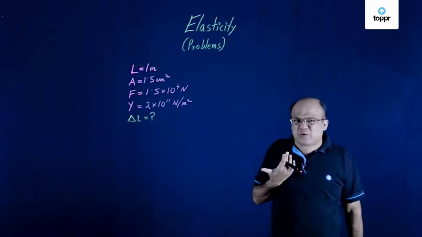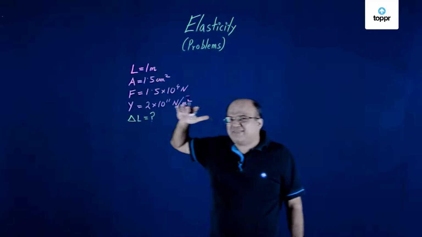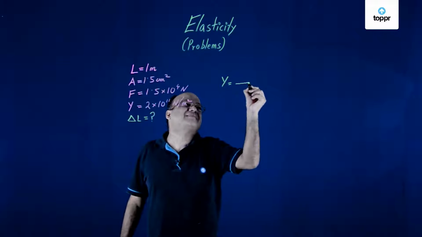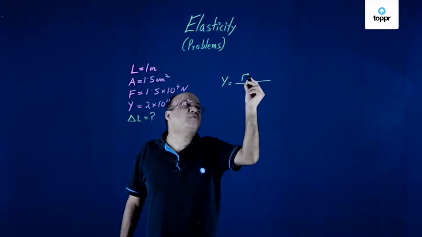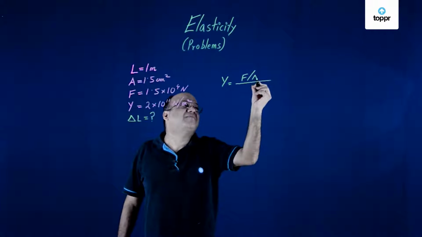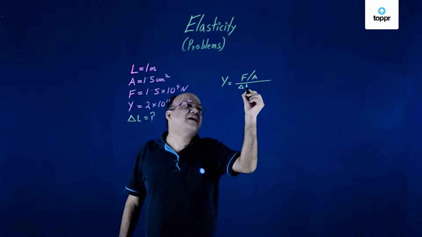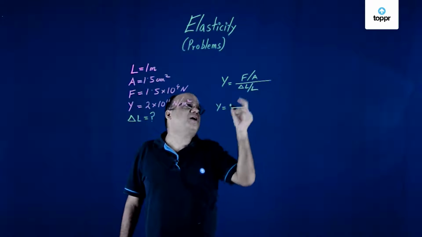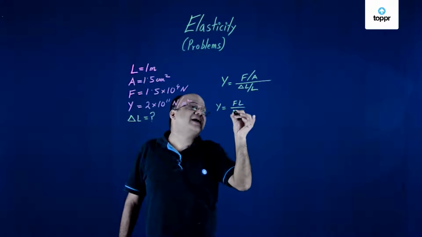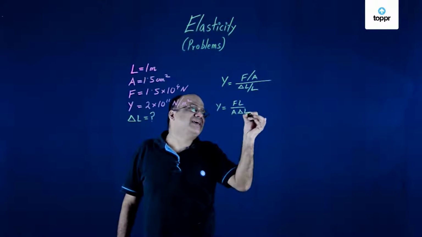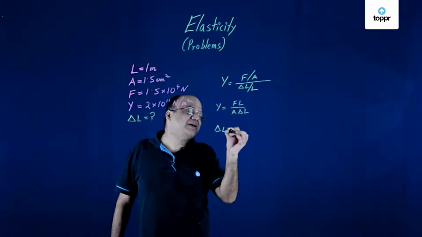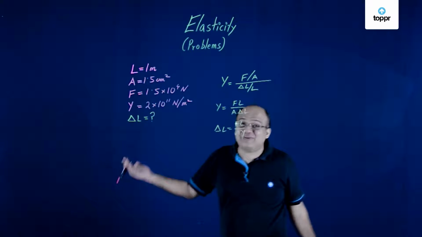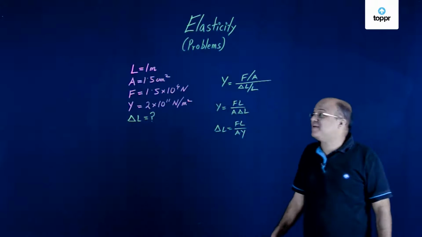Always keep the basic equation in mind, right? Then you'll never get into errors. Y. What is Y? Stress by strain. What is stress? Force upon area. And what is strain? Delta L by L. So Y becomes, this L will go up, so you'll get F L by A delta L. And therefore, delta L becomes FL by AY, right? This is the formula for extension, delta L, FL by AY.